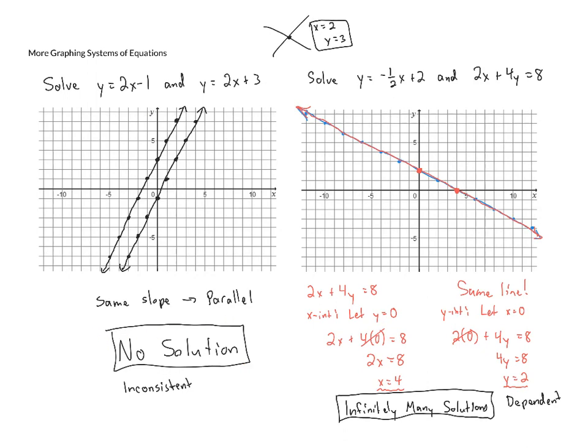And the final possibility is that the two equations give us the same line, in which case we say infinitely many solutions.